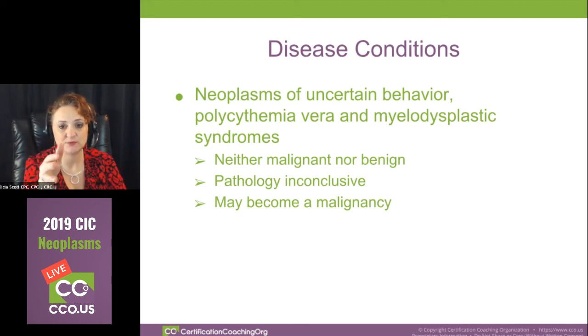They end up being like a syndrome. The pathology is inconclusive, so we can't tell. We know it's not a good thing. Something's happening here, but we don't know which way it's going to tip. It is specifically documented as uncertain behavior. Do not use an uncertain behavior code unless it states it's uncertain behavior. And the thing we need to know about that, and we need to track this statistically, is because it could turn into a malignancy. It's a precursor of malignancy.